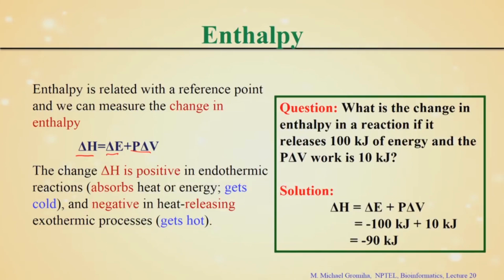So, I have a question: what is the change in enthalpy in a reaction if it releases 100 kilojoules of energy and the P delta V work is 10 kilojoules? Here is the solution. Delta H is equal to delta E plus P delta V. What is the sign for delta E? Because it releases energy, it is minus 100 plus 10 kilojoules, which equals minus 90 kilojoules. This is how we can get the enthalpy for any system.